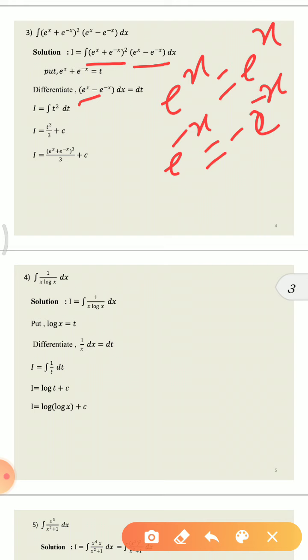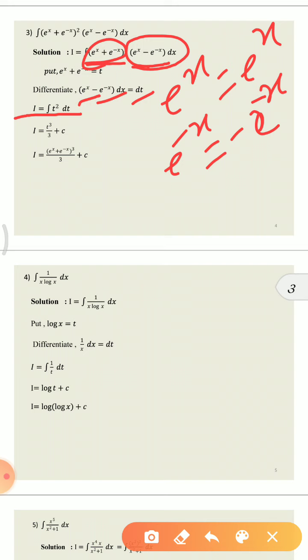and e raised to minus x is minus e raised to minus x, that means plus minus is minus, that is e raised to x minus e raised to minus x dx is equal to dt, that means this function's value is dt, and then this function e raised to x plus e raised to minus x is equal to t, that means the new integral form is I is equal to integration of t square dt here.